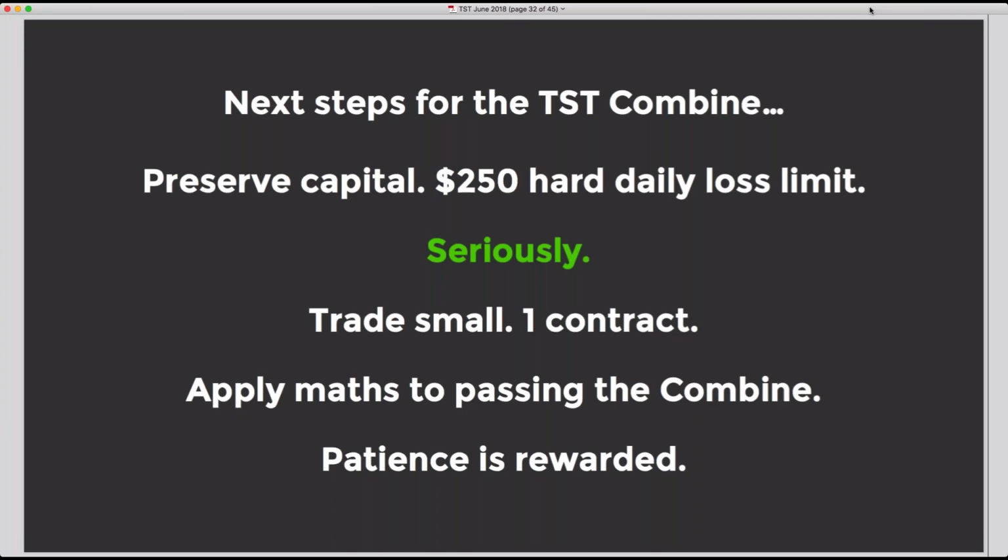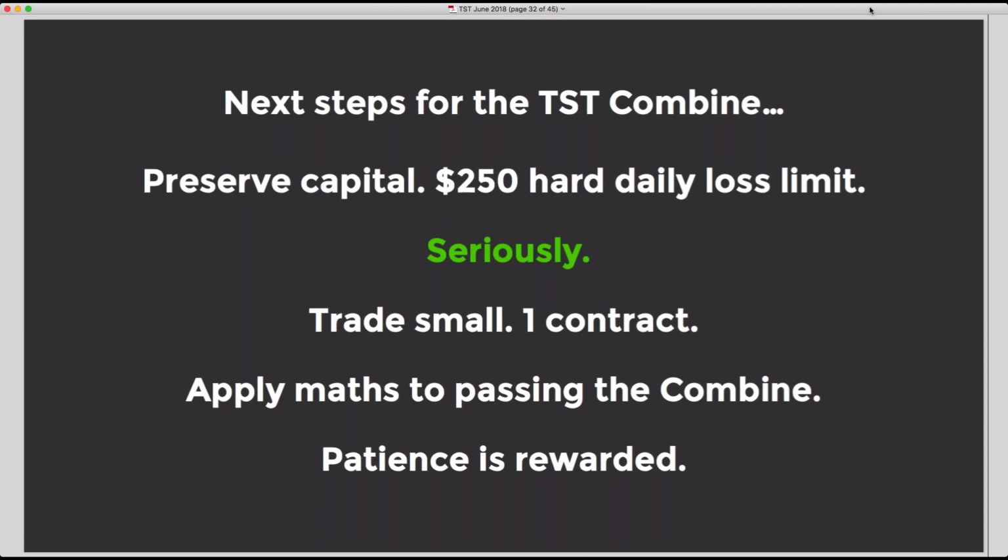Now, this webinar is being hosted by TopStepTrader, of whom we're strong advocates at emoji trading. And I now want to think about how you apply order flow and what your next steps are for being successful in the TopStep Combine. And it's the same thing for being successful in your own trading.